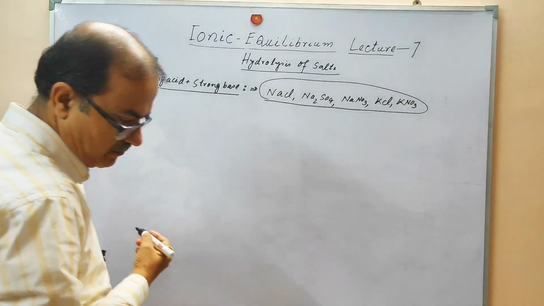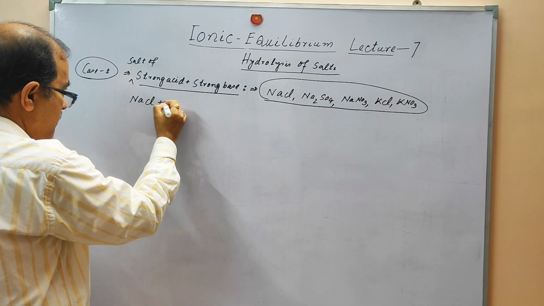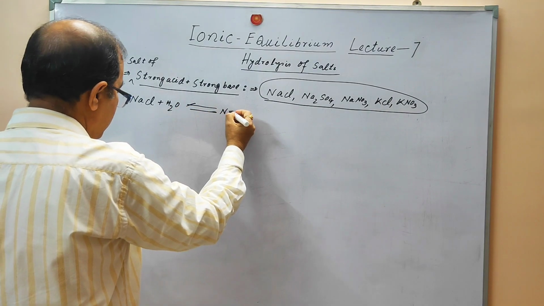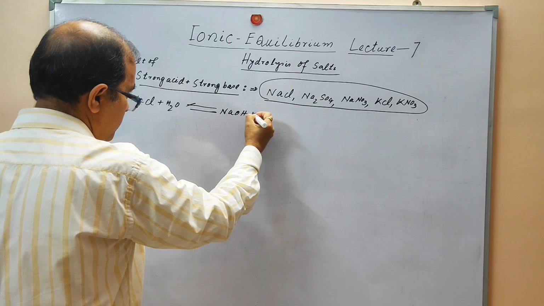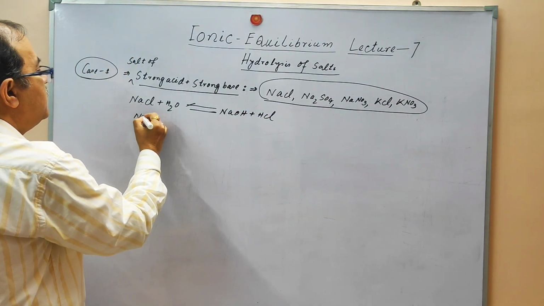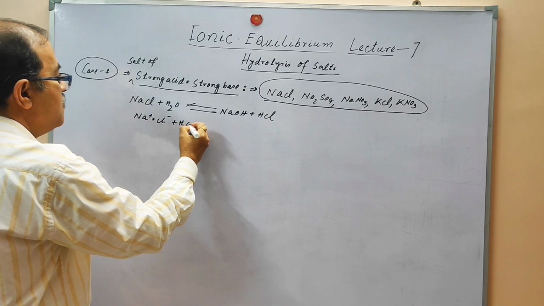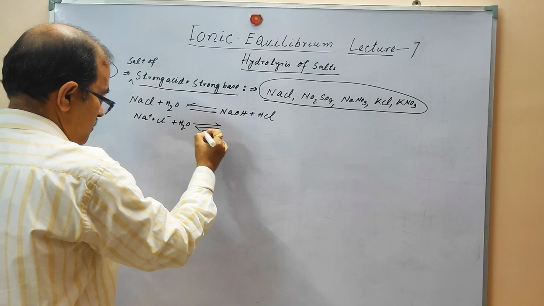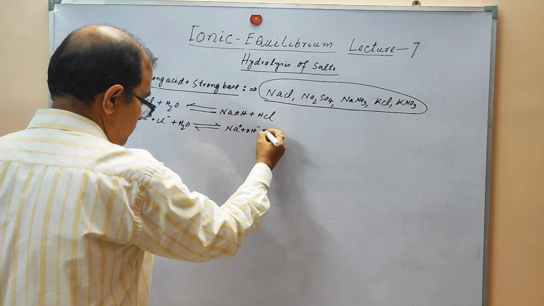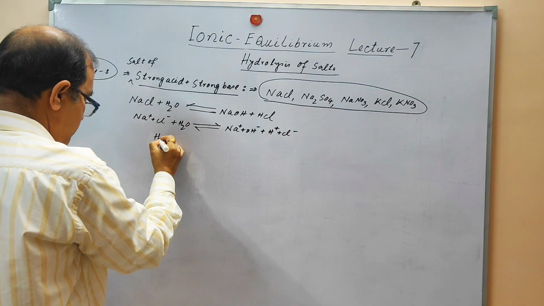To understand its hydrolysis, we take the example of NaCl. NaCl plus H2O is going to produce NaOH and HCl after hydrolysis. But in ionic form, you can see it like this: H2O, Na plus, OH minus, plus H plus, Cl minus, and here H2O, H plus, OH minus.